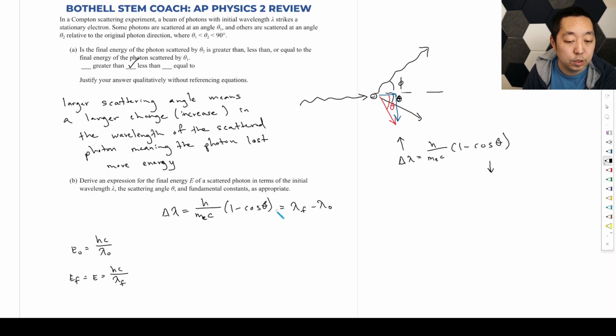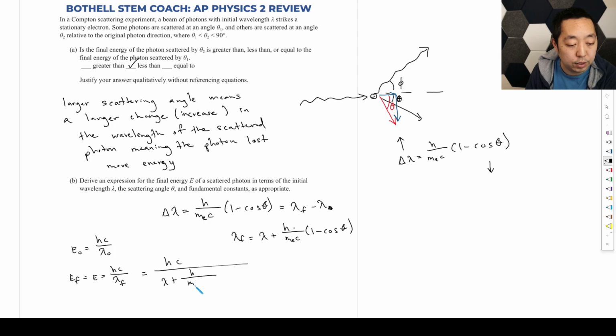And this delta lambda is how much longer it's getting, right? So if we want to solve for lambda f, the initial wavelength was lambda, so we're going to move it over. So lambda f, the final wavelength, is going to be the initial wavelength plus h over m_e c times (1 minus cosine theta). And then the energy of the photon is just going to be hc divided by lambda plus h over m_e c times (1 minus cosine theta).